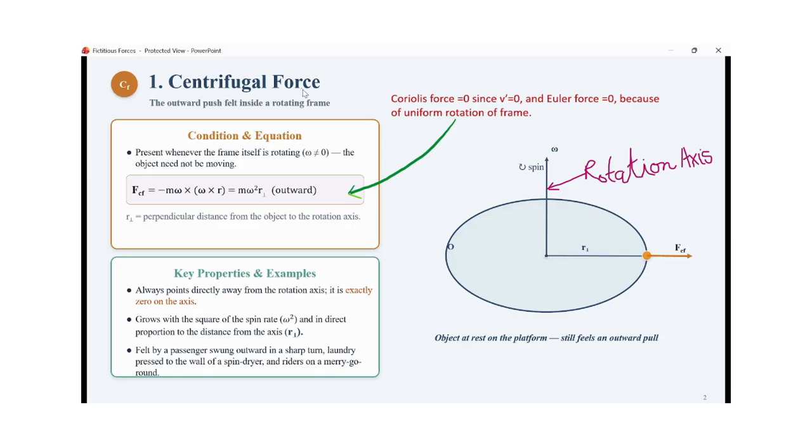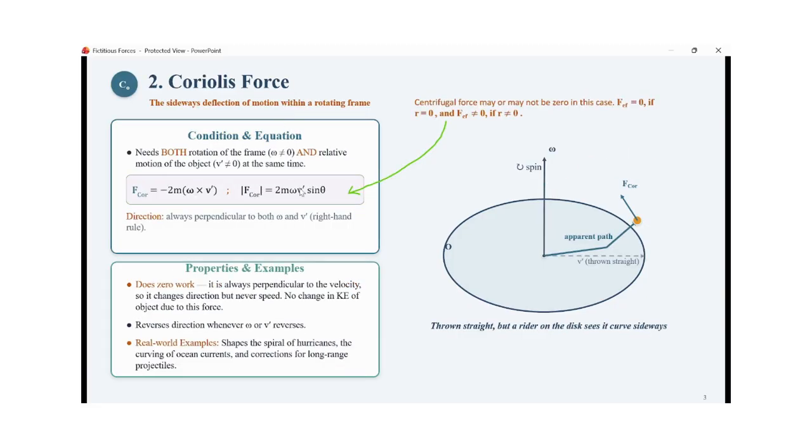Now for this centrifugal force, you can see from the force equation shown on the first slide that this force will be present whenever the frame is rotating. That means if omega is not 0, then this centrifugal force will be present, and in this case there is no requirement of relative motion between the object and the reference frame. So even if the object is at rest, the centrifugal force will be present on the object.